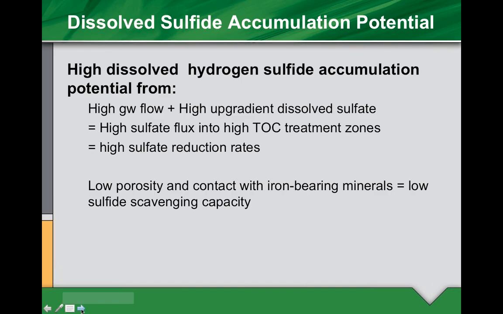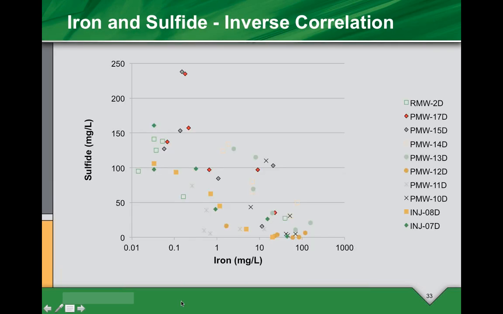If we couple that generation term with some insight on the fractured rock, we know that the fractured rock has low porosity and thus low contact of the fluid or the groundwater moving through that rock with iron-bearing minerals that would precipitate the H2S. So we have a high production term and a low capacity to precipitate hydrogen sulfide in this fractured rock. If you could go ahead and advance the slides, please, Dora.